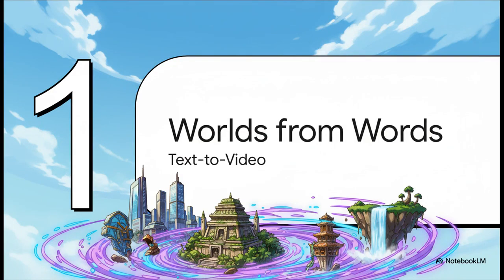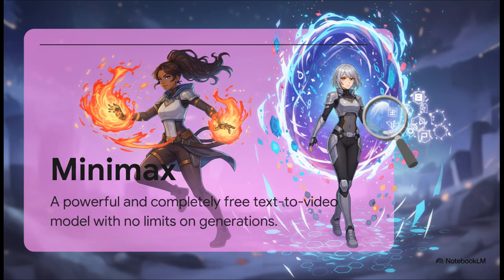Every great animation has to start somewhere, right? It starts with a world, a scene. So our very first step, the foundation for everything else, is to create that entire environment from nothing but a text prompt. This is what we call text-to-video generation. All right, our first tool, this one is a serious game changer. It's called Minimax. Now, this is one of the best text-to-video models out there.